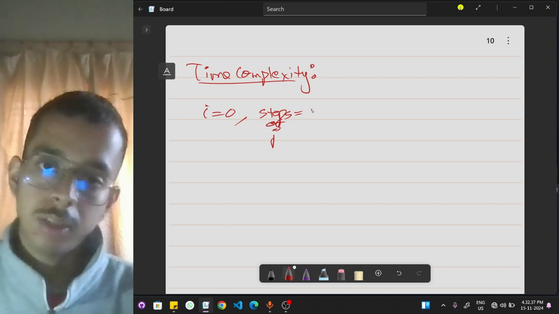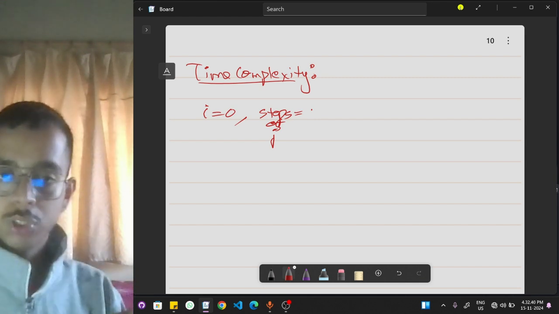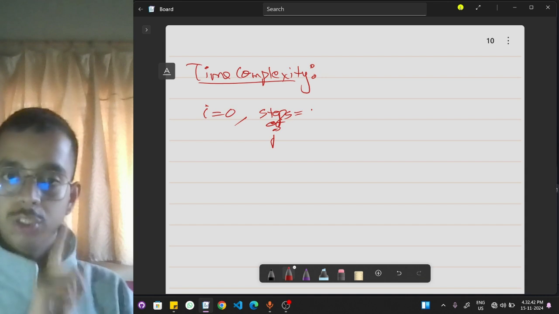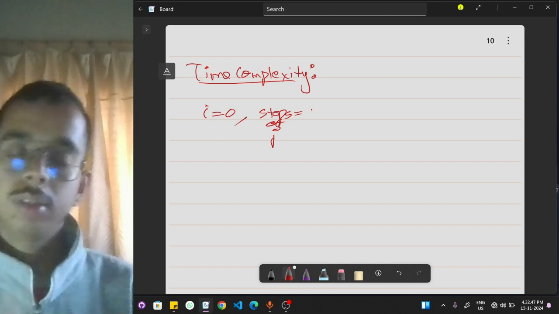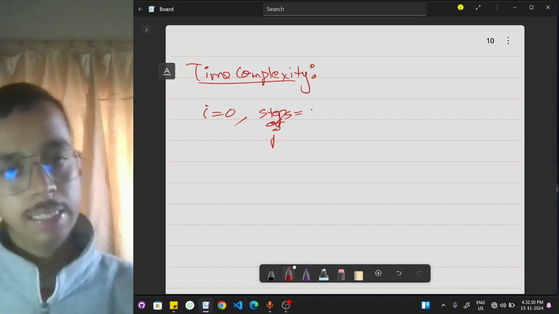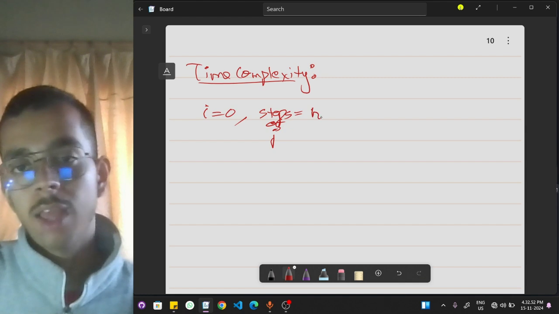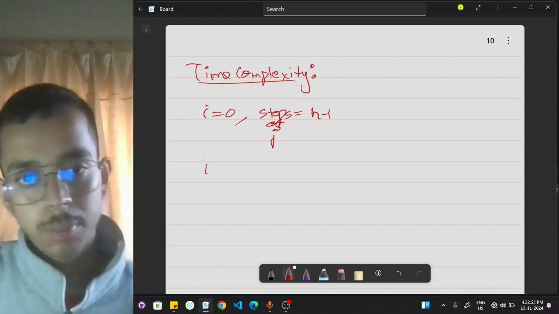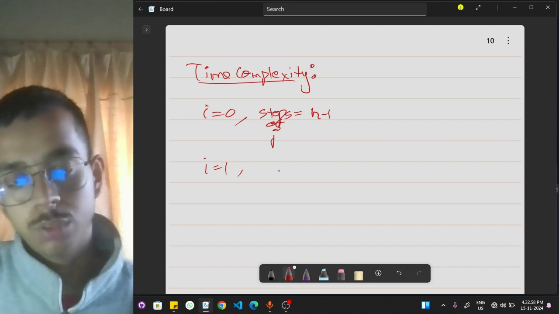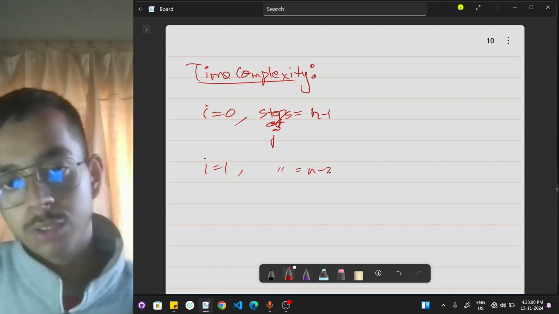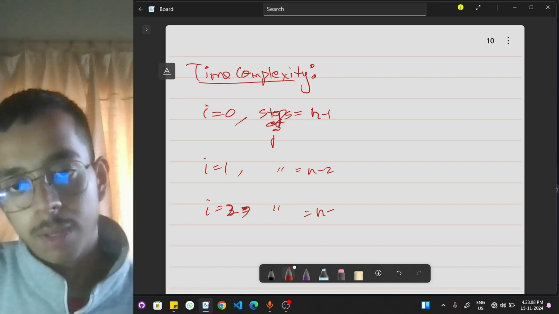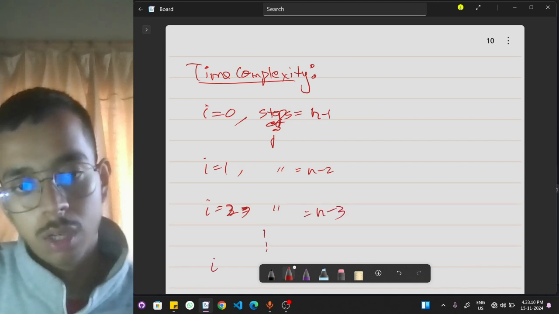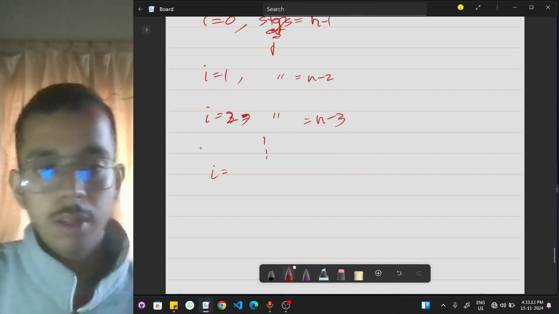Or how many steps are taken by j? You are starting from i equal to 0, and j will start from i plus 1, then j will start from 1 till the end. That means j is going to cover n minus 1 steps. Similarly, i equal to 1 will result in n minus 2 steps, i equal to 2 will result in n minus 3 steps, and this goes on and on, up to i equal to n minus 2.